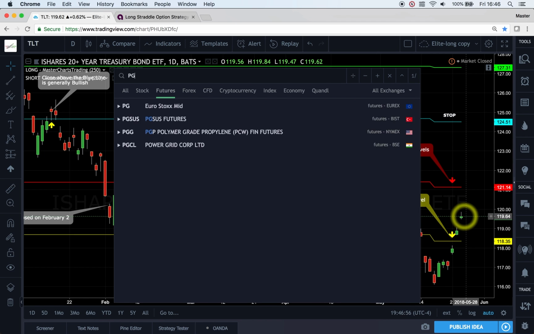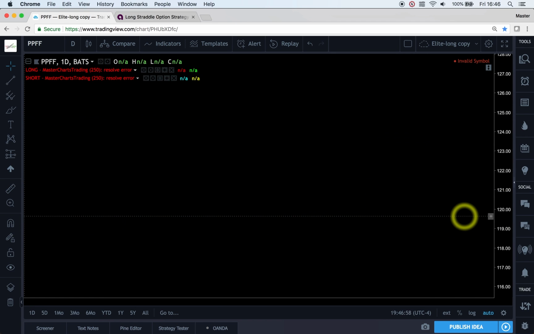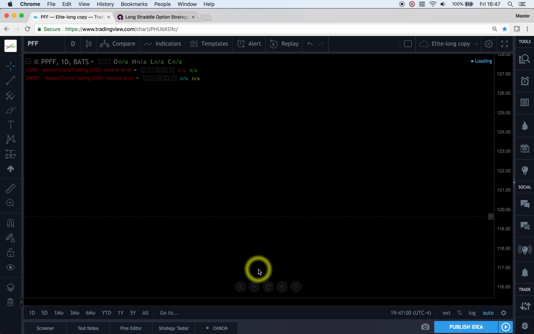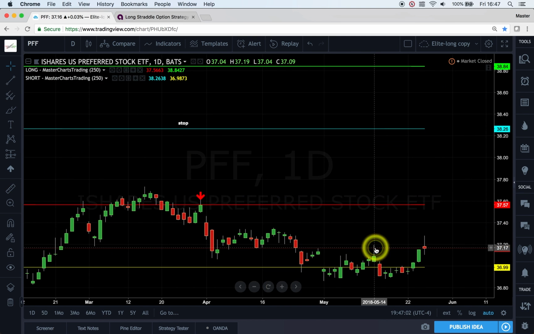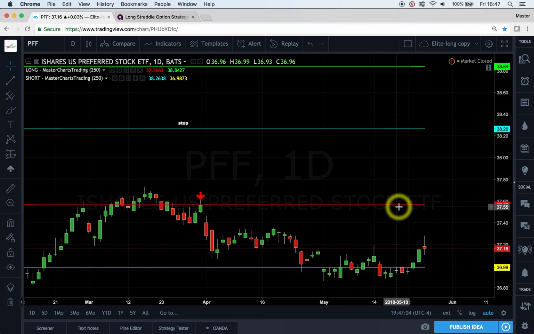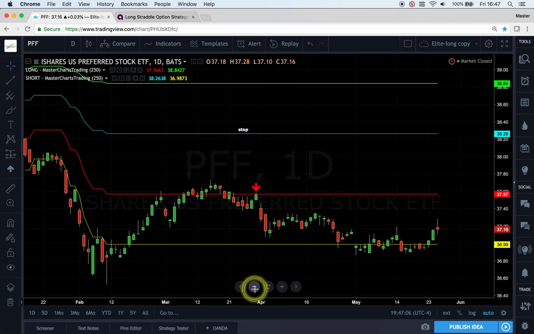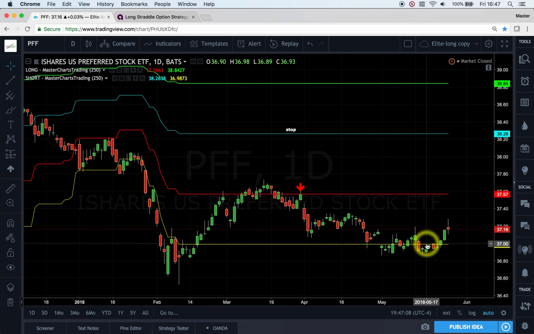So PGX or PFF also. PFF is a preferred portfolio fund. You can see that it moved off the lows. It's still, I think, a bearish security, and if I was trading, I would be looking to short it.